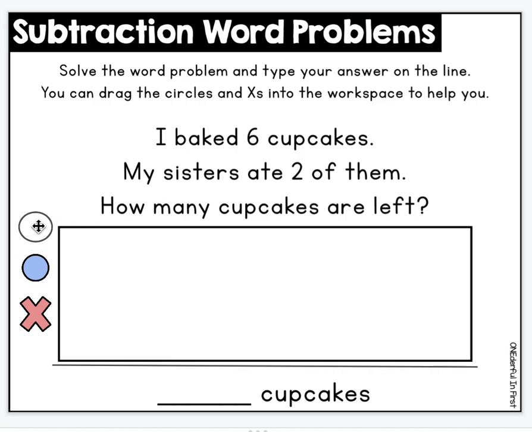Circle our numbers. Come on, work with me. Give it a little bit of time. There we go. 6 cupcakes. Here is 2, which is our other key number. So there were 6 cupcakes, and then there were 2 cupcakes that were gone.